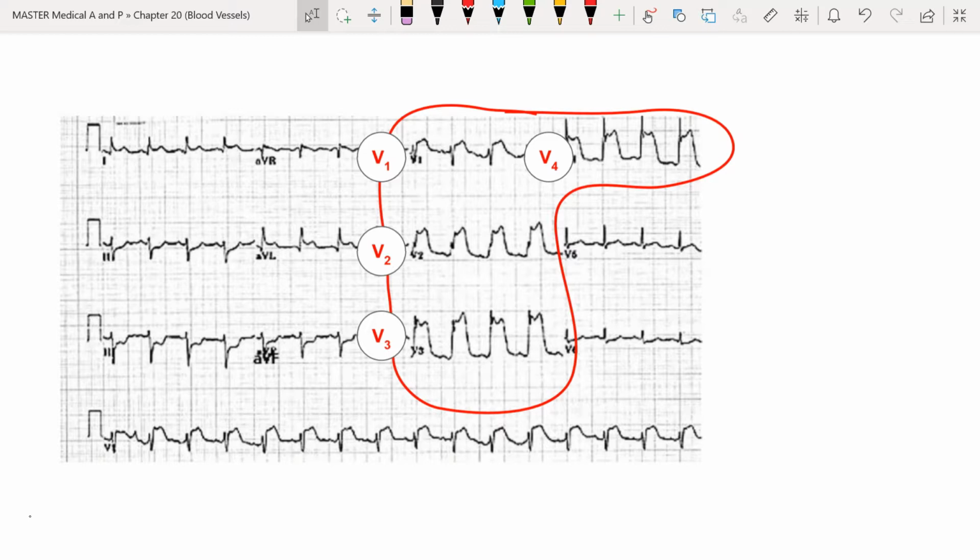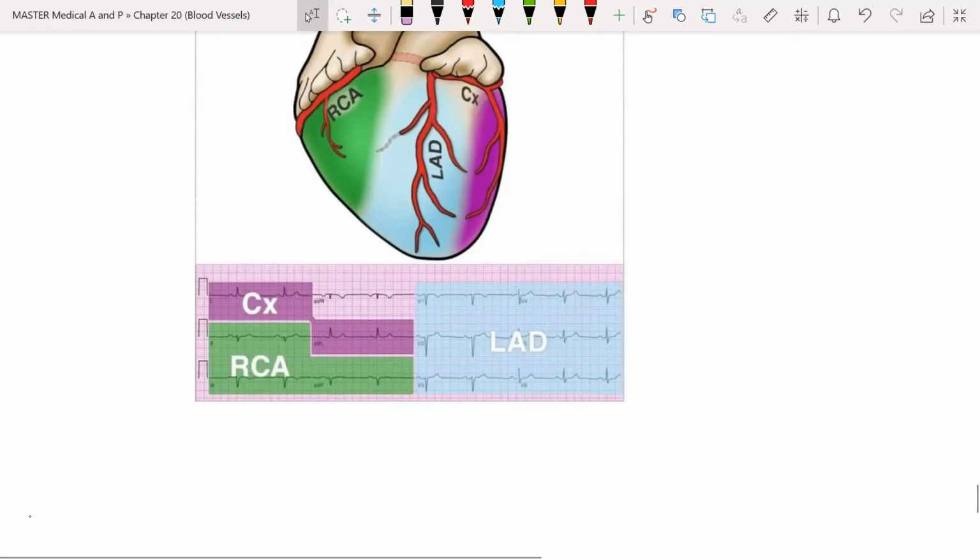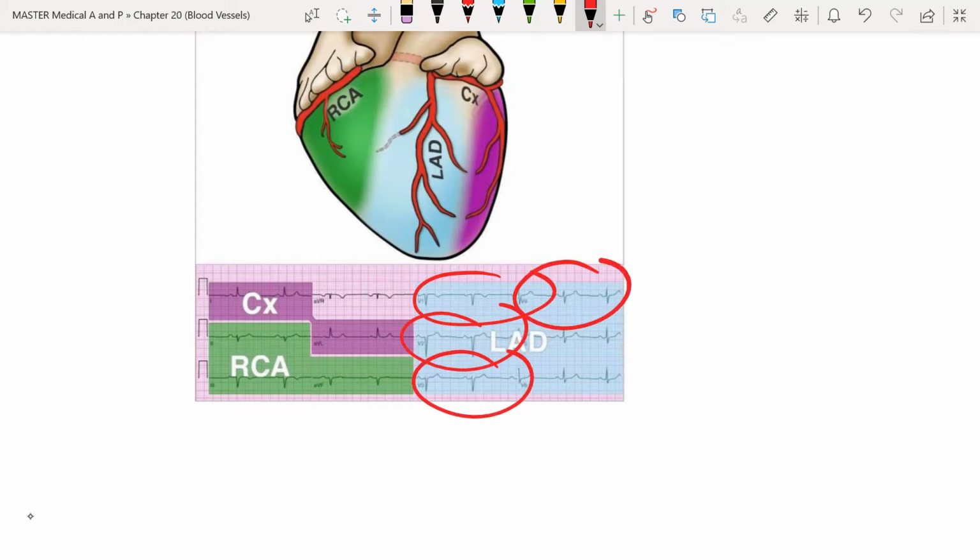We can see there's a problem with leads V1, 2, 3, and 4 on this EKG. Well, that maps out right here. 1, 2, 3, and 4. That maps out to be the left anterior descending coronary artery. So here is our problem. We have some sort of occlusion somewhere in the LAD, most probably.